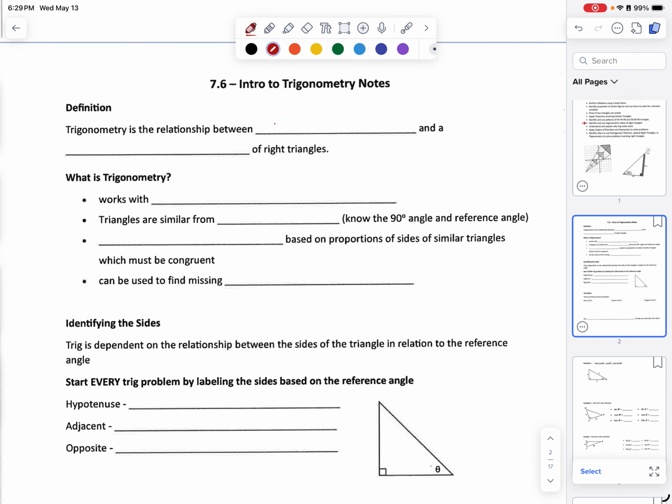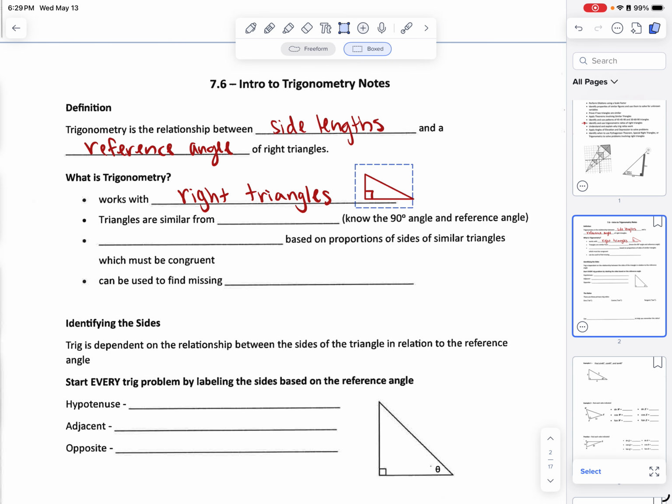So on this page, we start with the definition of trigonometry. It is the relationship between side lengths and a reference angle of right triangles. So this trigonometry works with right triangles. We often refer to it as right triangle trigonometry. The general concept here works because of similar triangles. So that's why we learn it at the same time as similar triangles.